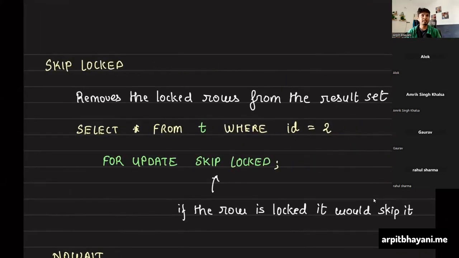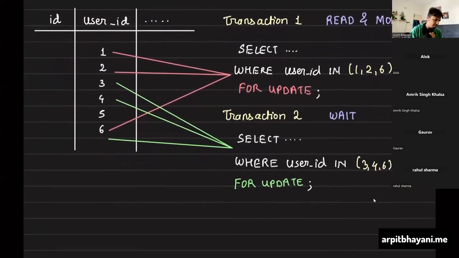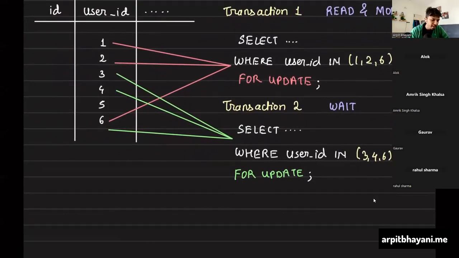Skip locked. So for example, there is a chance where, take a look at this. I want a lock on rows 1, 2, and 6. Transaction 1 fired. It got locks on rows 1, 2, and 6. Then transaction 2 came in. It wanted locks on 3, 4, and 6. Now, if I had just passed 3 and 4, I would have completed the SQL query and moved forward in this transaction. But because of this 6, I'm not able to move forward.